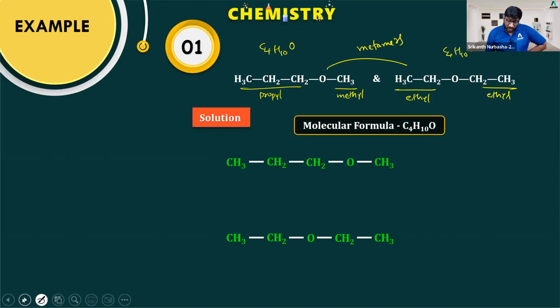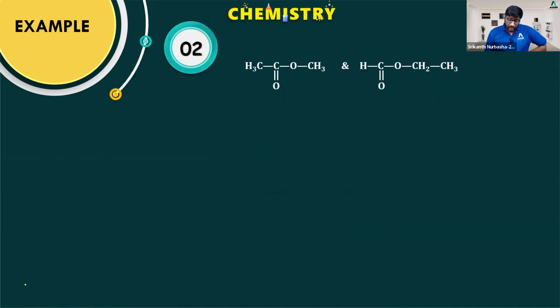Okay, they are said to be metamers. 1-methoxypropane and ethoxyethane. Try to figure out this: CH3 C double bond O, OCH3, and H C double bond O, OCH2 CH3. What are these, students?